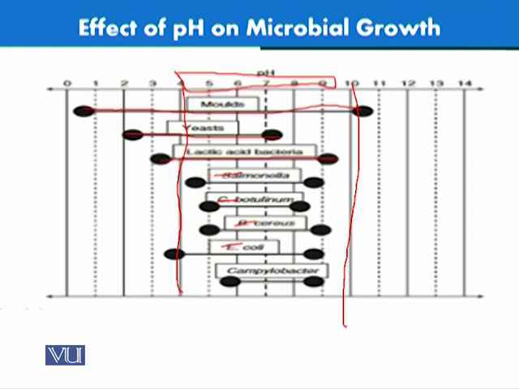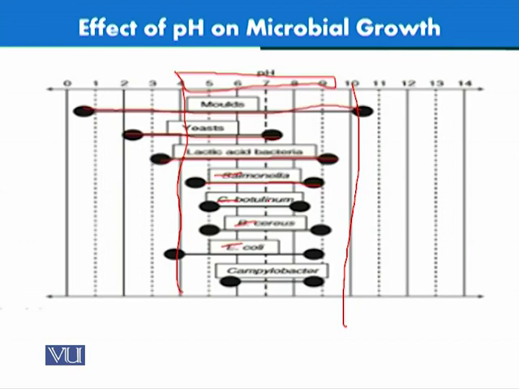We need to be really careful, and we need to understand the temperature and pH range in which these microorganisms grow. Salmonella grows from 5 to 9 pH. So if it's possible to adjust the pH of food below 4 or above 9, we can reduce the incidence of salmonellosis in many cases.